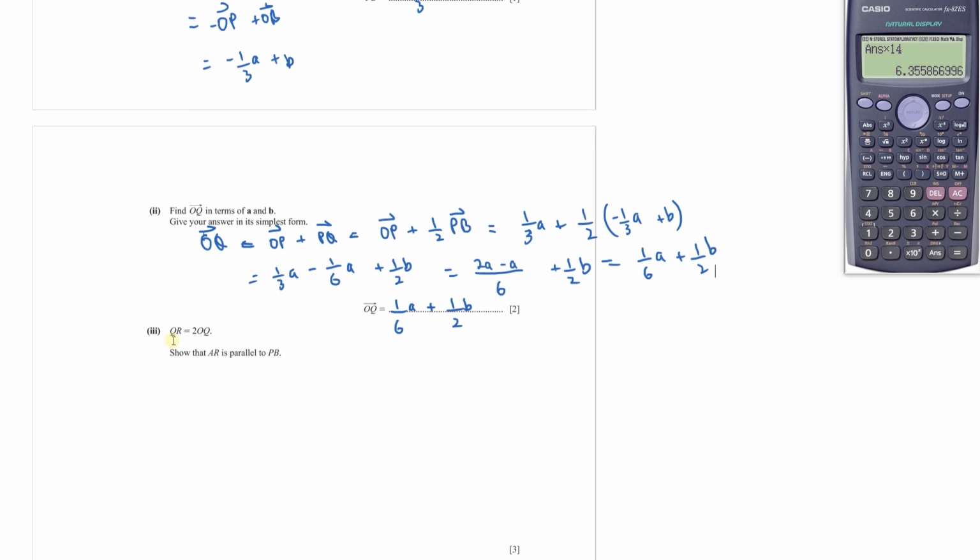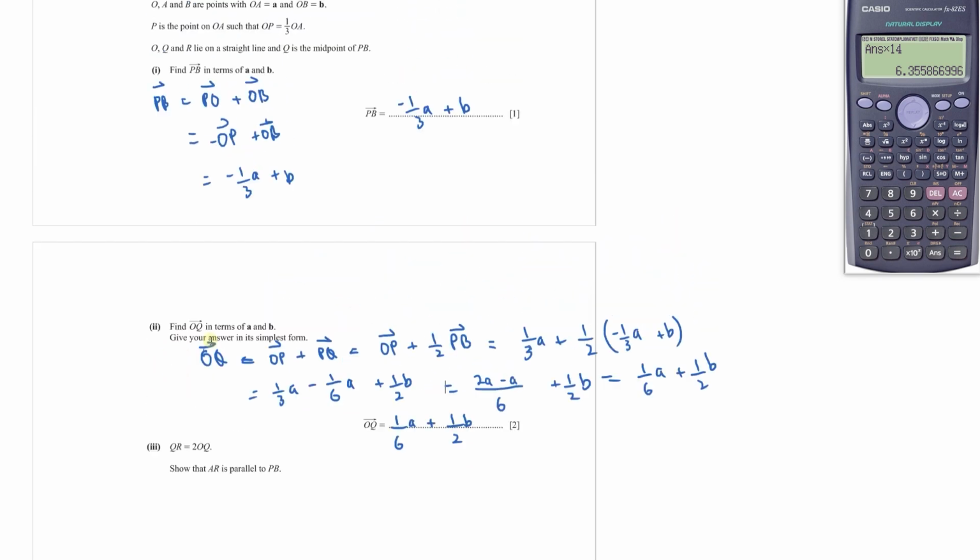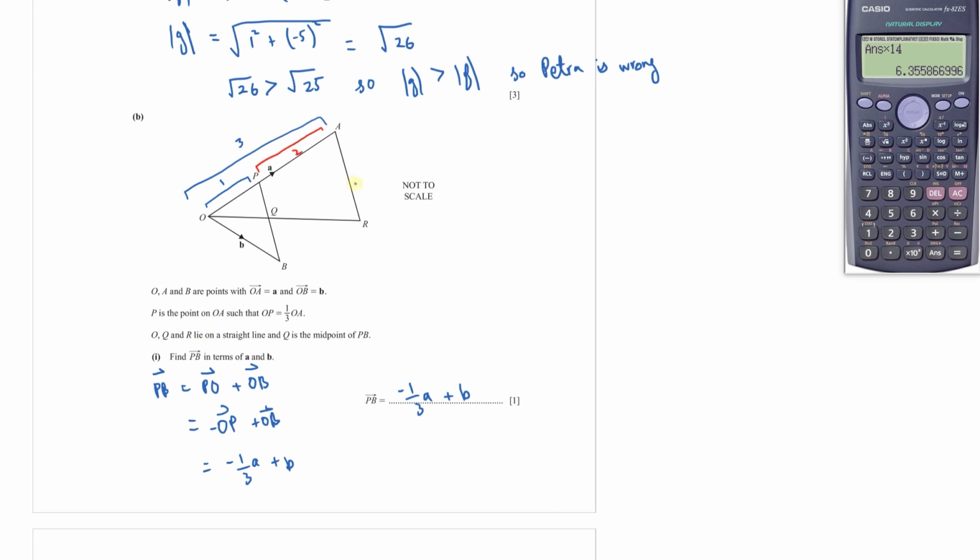Part 3 is QR equals 2 OQ. So QR is 2 times OQ. So that means, again, if this full length is 3 parts, then this will be 1 part and this will be twice. So QR is given as 2 times OQ. So this will be 2 parts. So this QR is double this OQ, and then this full length becomes 3 parts.